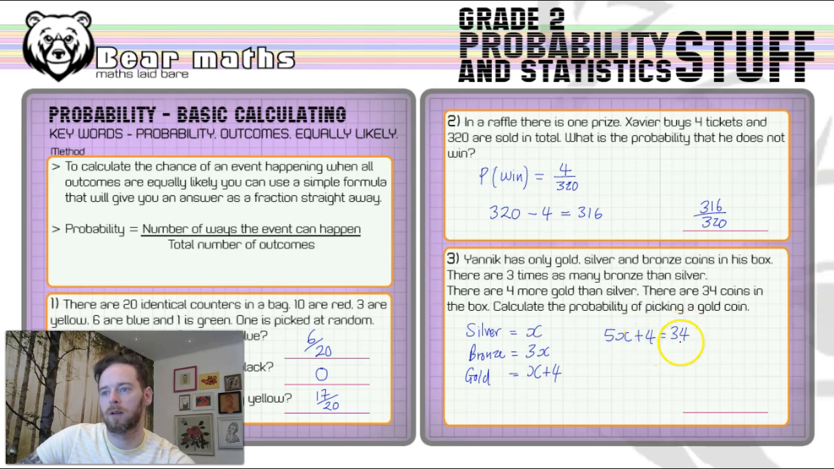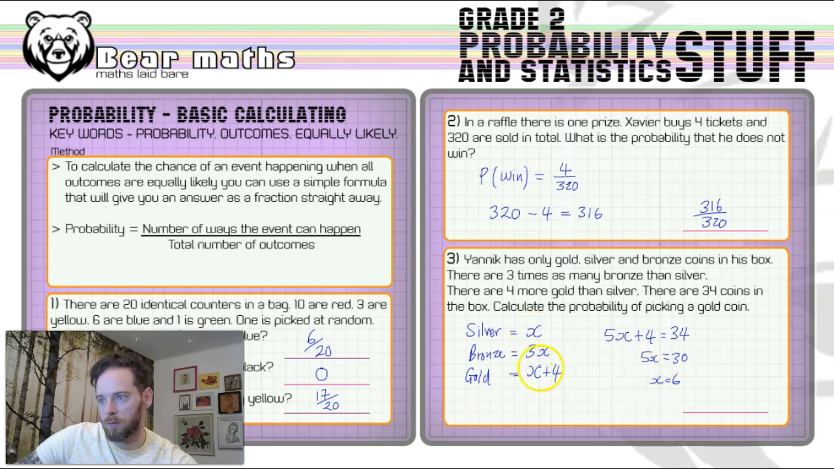Just doing this. So going to take away 4 from both sides. That gives us 5x is 30. You should be able to solve these two-step equations. They're relatively simple. And you divide both sides by 5 and you get x equals 6. Okay, if you're not sure how to solve these, go and watch the solving equations video, solving two-step equations. And we found the amount of silver.